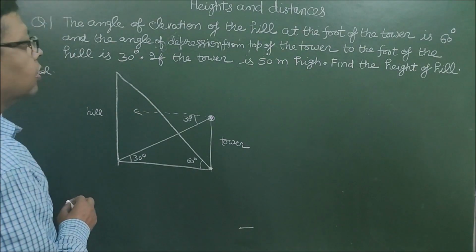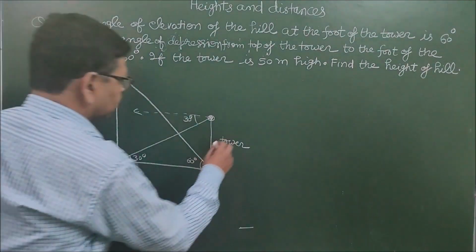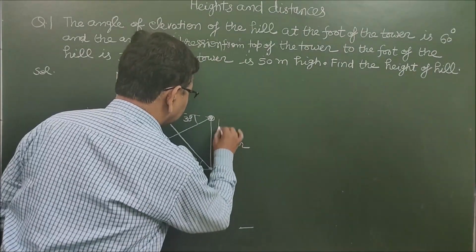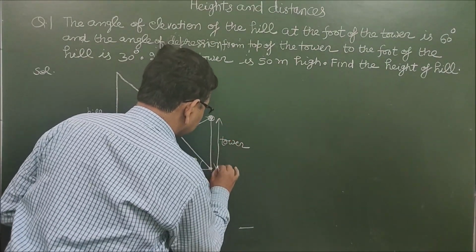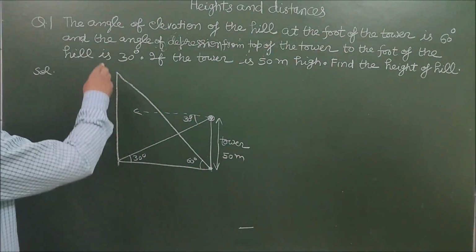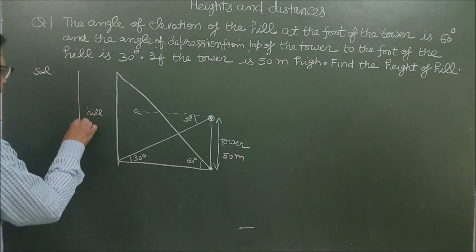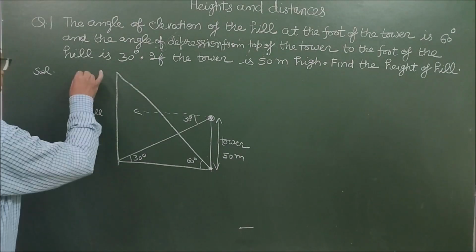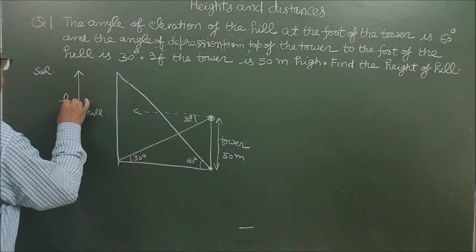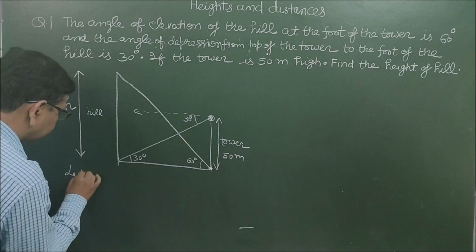And height of the tower is 50 meter. So this tower is 50 meter high. This height is 50 meter. And we want to find the height of the hill. Let the height of the hill be h meter, because this is unknown.